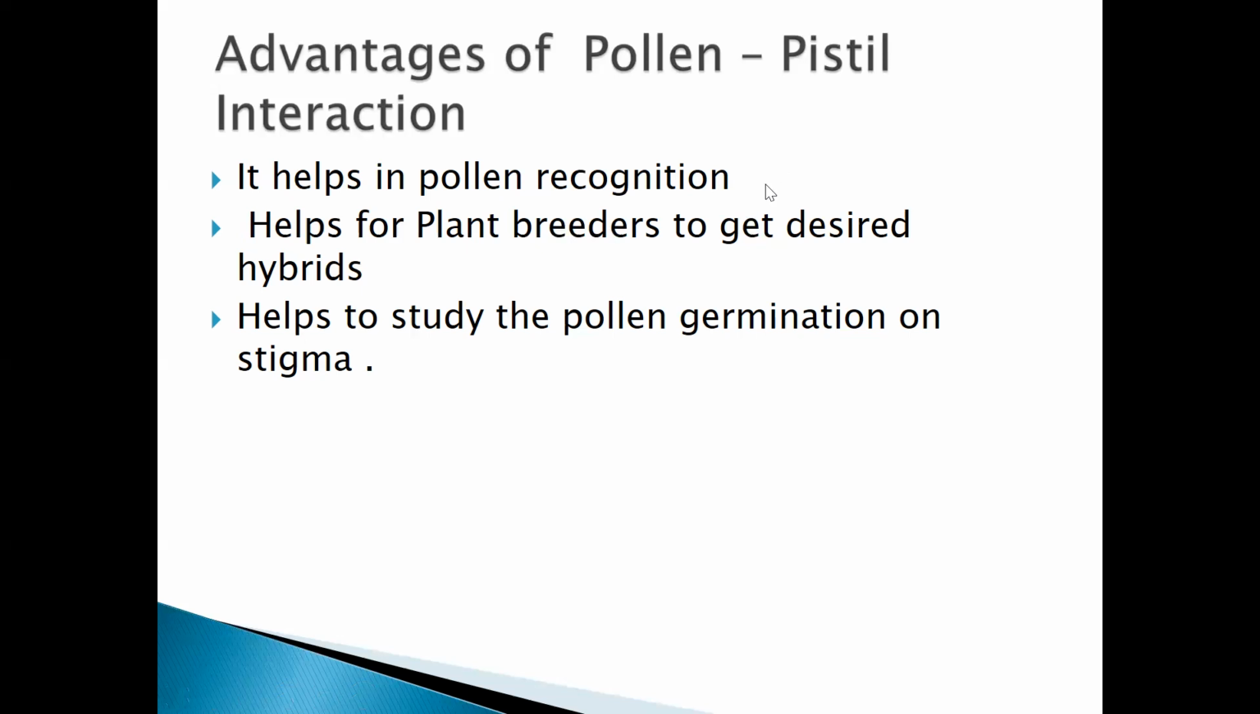Means, for example, if they want to get a desired fruit or vegetable of a hybrid quality, which has fewer seeds or more flesh, something like that, where they want to get a new variety of fruits and vegetables. So it helps the plant breeders, the ones who cross the plants, to get desired hybrids, means to get a new variety of plants.